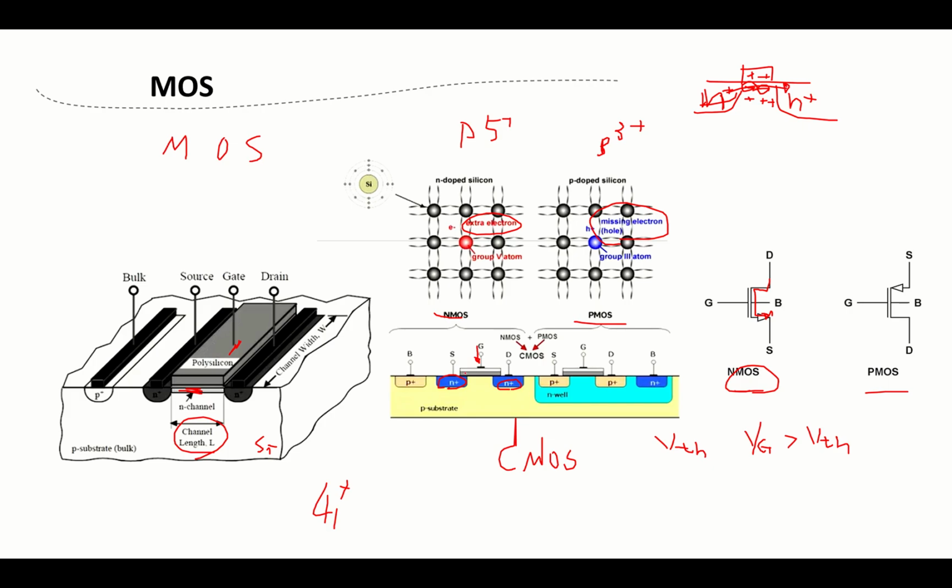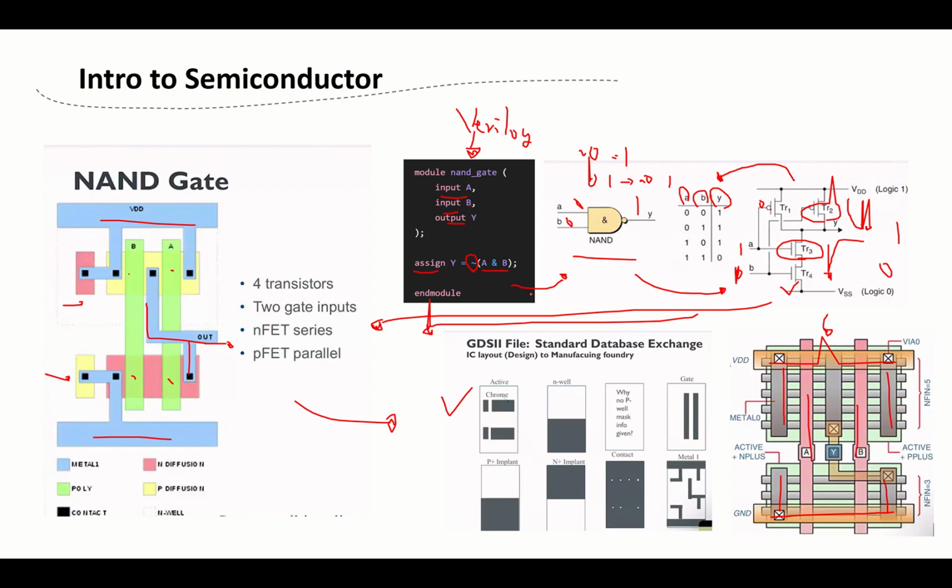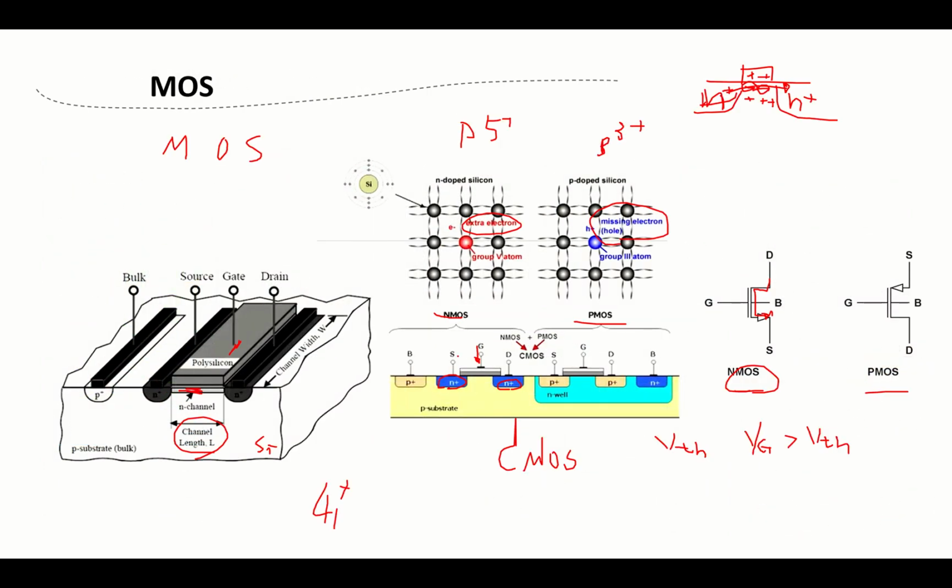So MOS is how we create it, like a button. If we take a look at the previous pictures, here in NMOS, we control the gate to make it on or off. Then we can have different logic. Same with here. We also have a bulk over here.